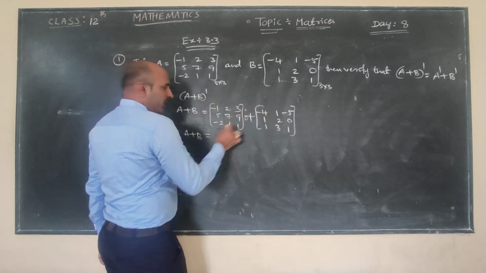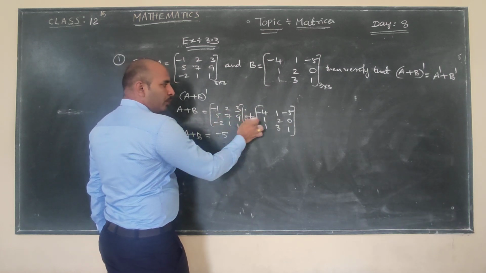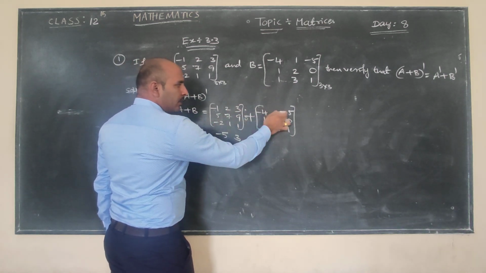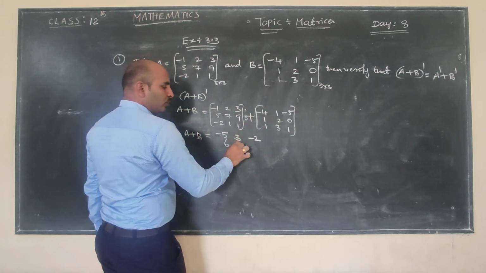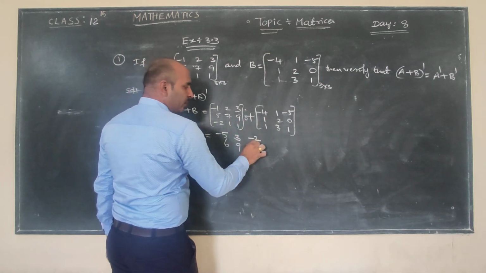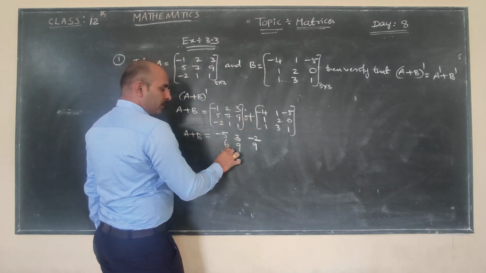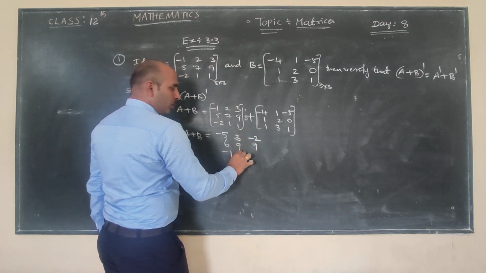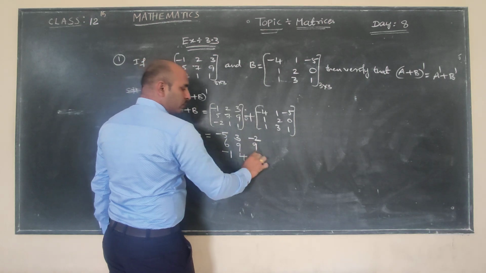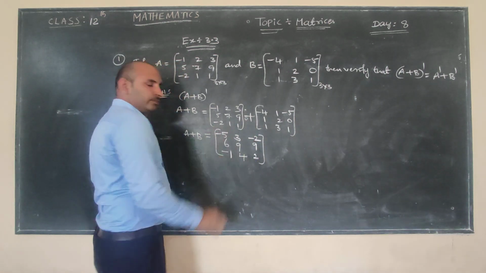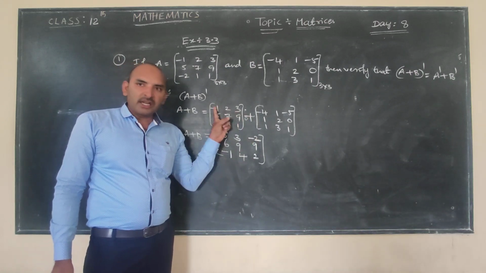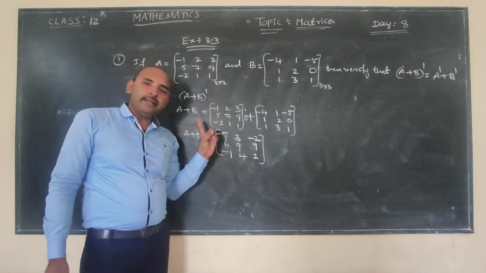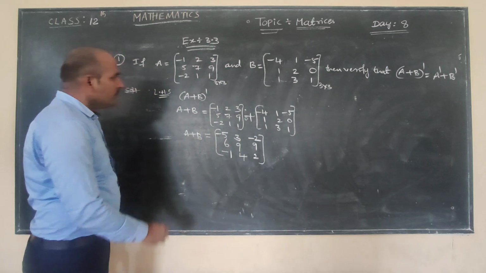So minus 1, minus 4, minus 5. 2 plus 1, 3. 3 plus minus 5, that is minus 2. 5 plus 1, 6. 7 plus 2, 9. 9 plus 0, that is 9. Minus 2 plus 1, minus 1. 1 plus 3, 4. 1 plus 1, 2. So the sum of two matrices means corresponding positions must be added.